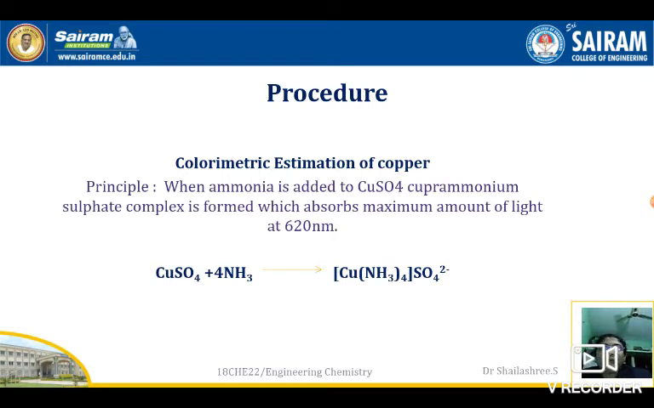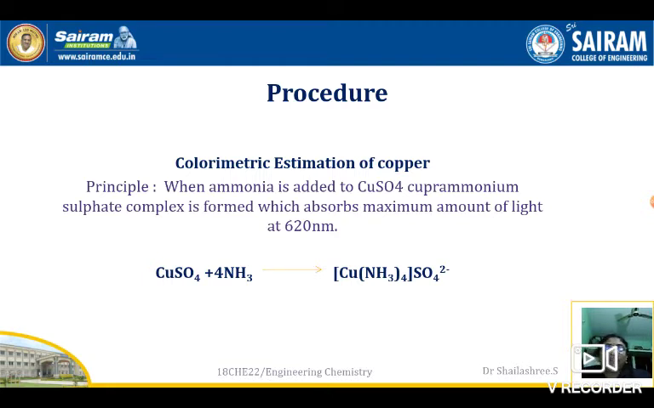Okay, so what do we do here? We are adding ammonia. When we add ammonia to copper sulfate, cuproammonium sulfate complex is formed, and the cuproammonium sulfate complex absorbs a maximum amount of light at 620 nm. Here the question asked will be, at what wavelength do we measure the OD, optical density or absorbance, for copper sulfate? The answer is 620 nm.